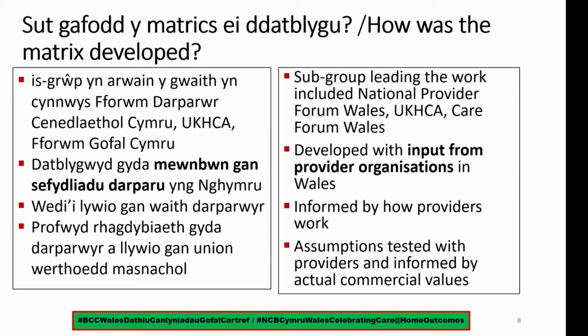So if we move on now to how the matrix was developed. The National Commissioning Board subgroup that was leading the work included a representation from the National Provider Forum Wales, the United Kingdom Home Care Association, and Care Forum Wales, and it was developed with input from provider organisations in Wales beyond those representatives also. There was consultation undertaken with people who were responsible for finance in a number of provider organisations when developing our understanding of the costs.